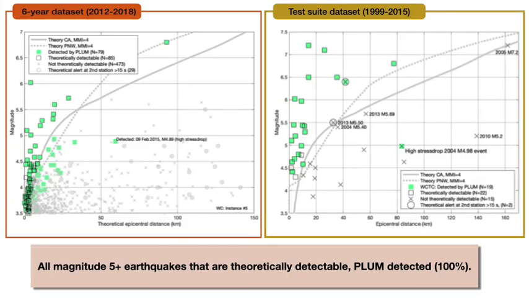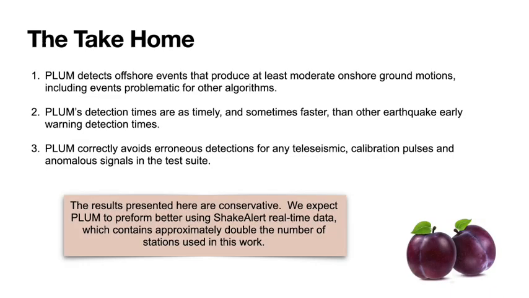We next compare what PLUM detected with what is theoretically detectable. Events below the dashed or solid lines are not theoretically detectable. For both datasets, for the larger magnitude 5 and plus events, PLUM is detecting everything that is theoretically detectable. As the seismic network continues to expand, these theoretical detection limits will become lower, allowing PLUM to theoretically be able to detect more events. The take-home: PLUM detects offshore events that produce at least moderate onshore ground motions, including an event problematic for other algorithms.